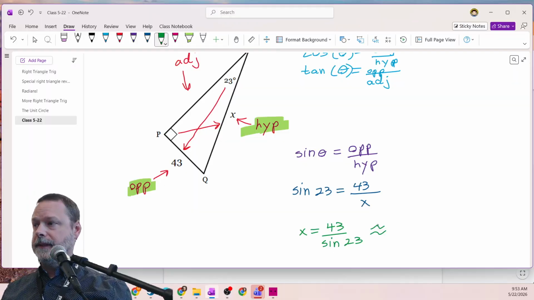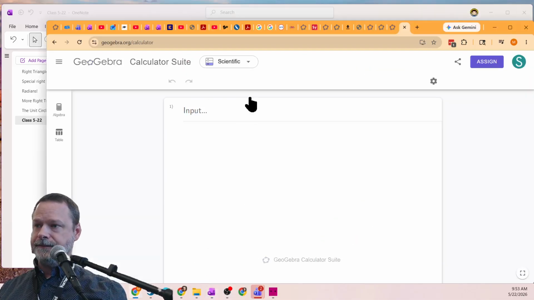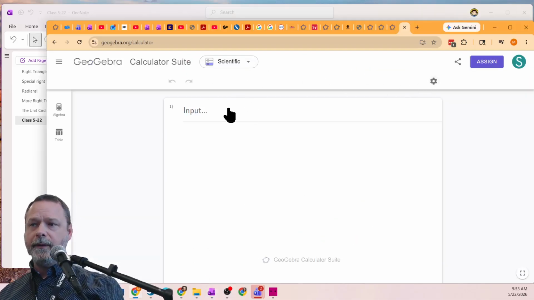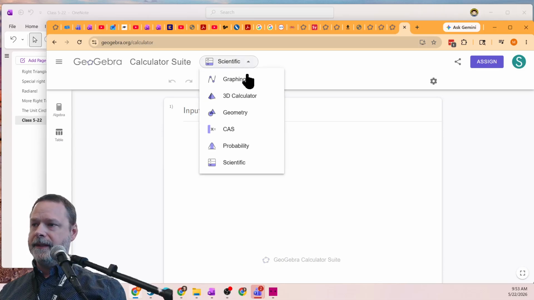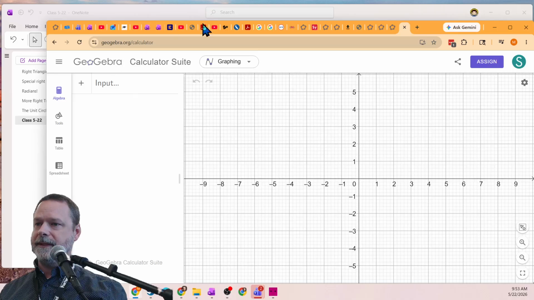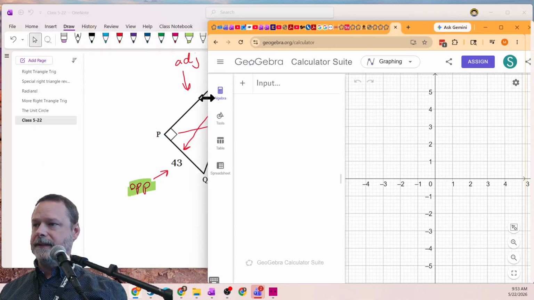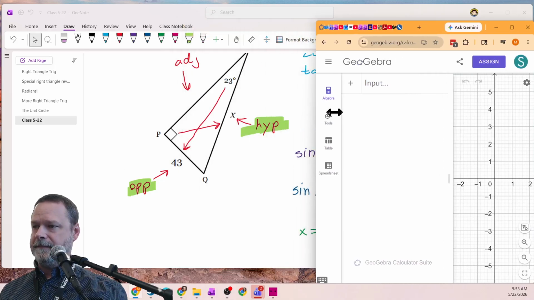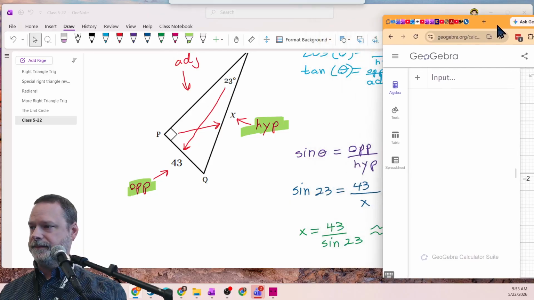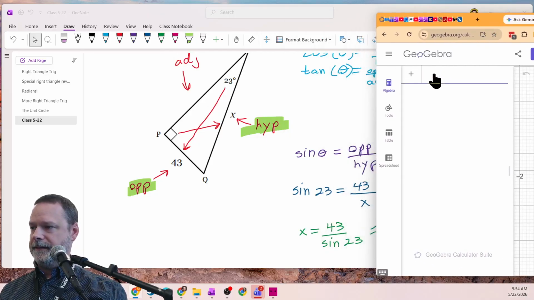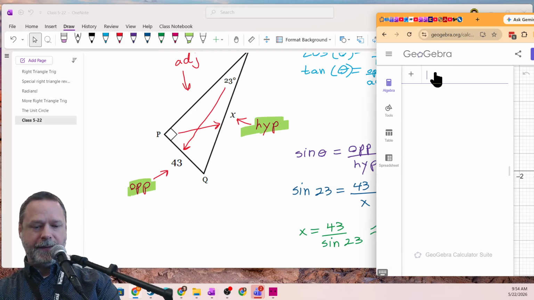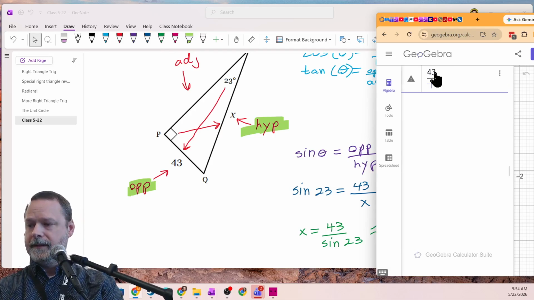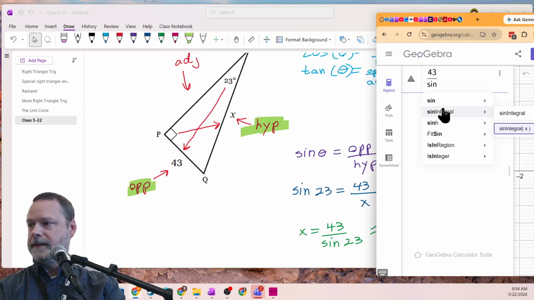If we want to get an approximate answer, we go into GeoGebra. I'm graphing here. Let's go ahead and plug it in: 43 over sine 23.